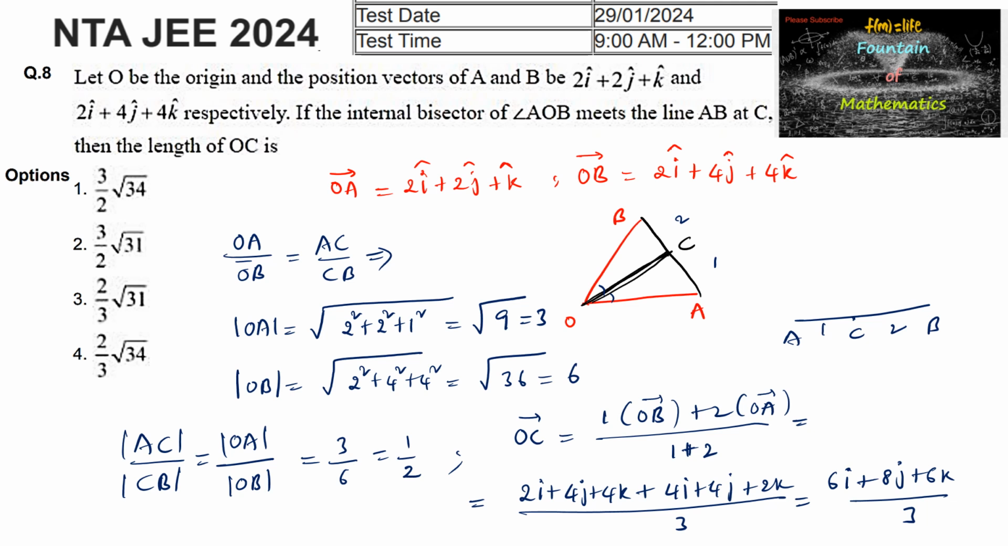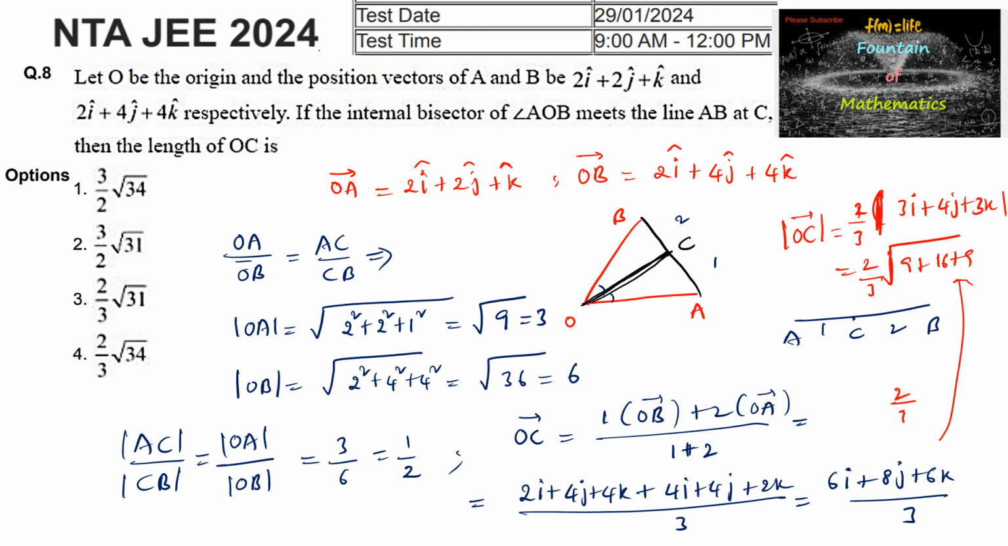And the length of OC vector is equal to 1 upon 3 times, and we can cancel here, we can take the 2 common, 2 by 3 times the length of 3i plus 4j plus 3k, that is 2 by 3 times under root of 9 plus 16 plus 9, that is 25 plus 9, 34. So 2 upon 3 root 34. So 2 by 3 root 34, which is option D.